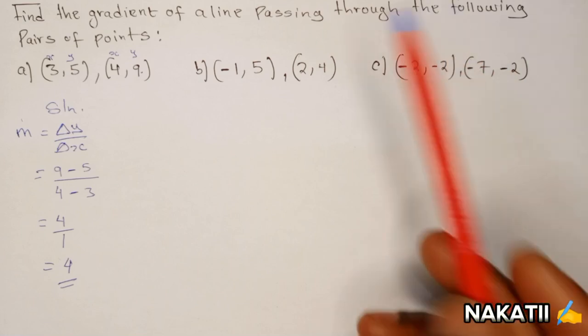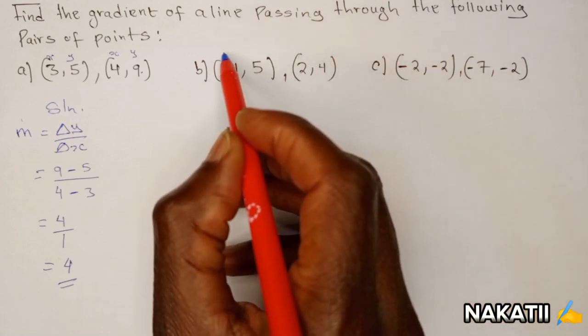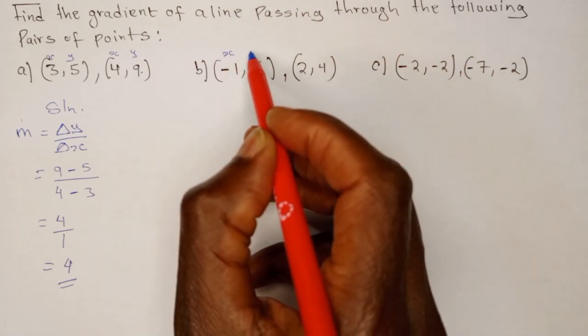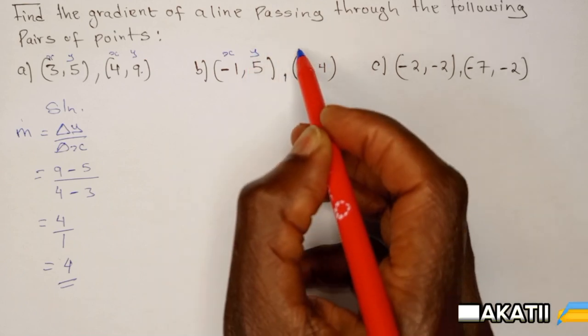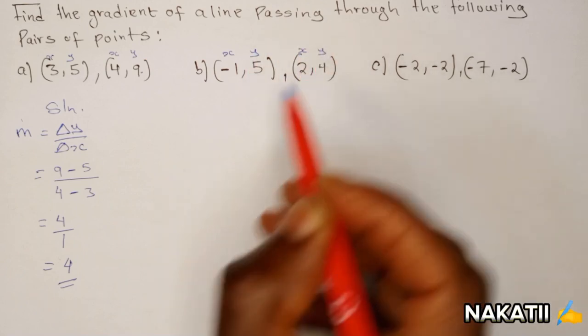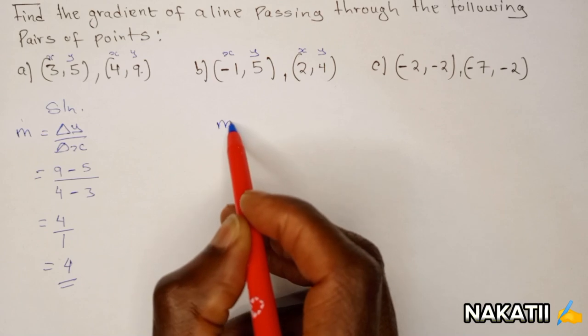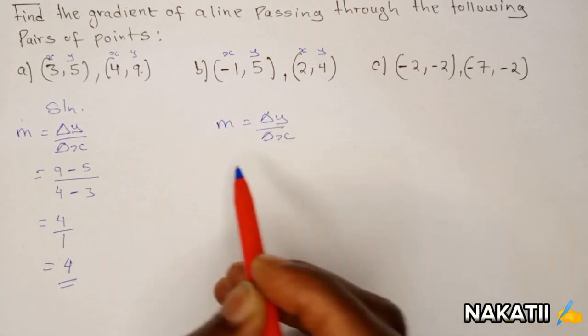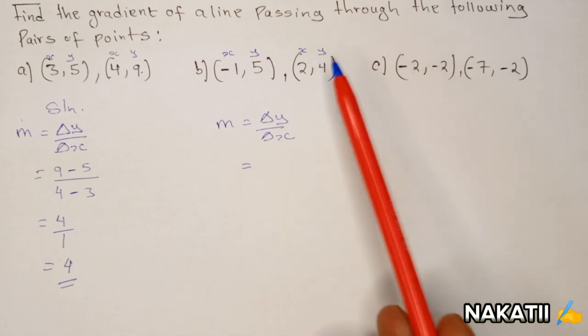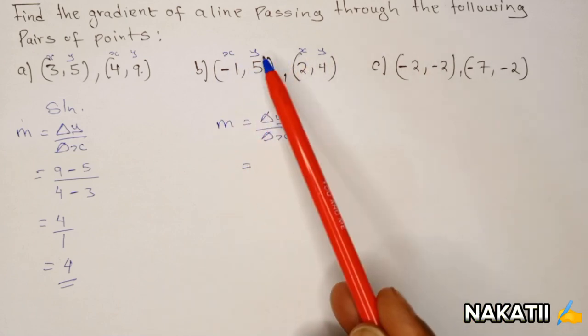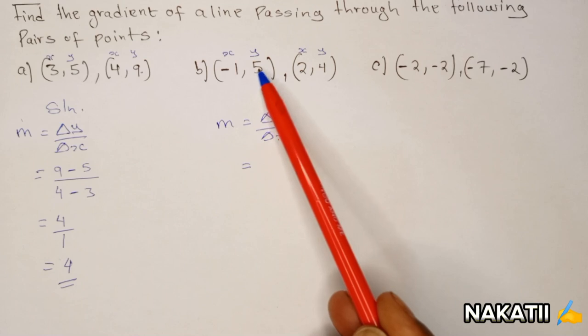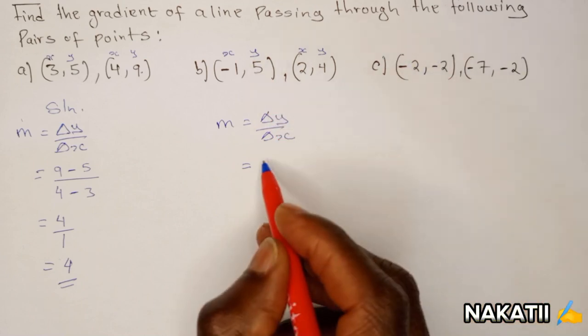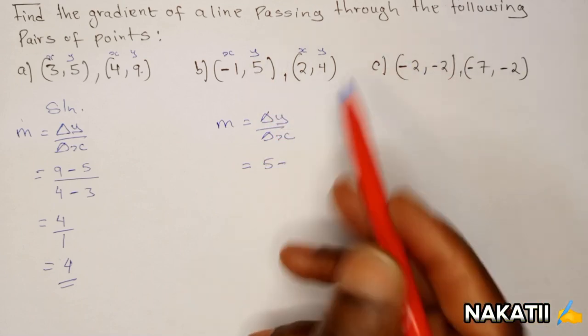Let's go to B. So again, the first value is the x coordinate and this one is the y coordinate. This one is the x and this one is the y. So when you're getting gradient, we say gradient is change in y over change in x. So to find the gradient, let me start with this side. I want to start with y this side. So I'll say it is 5 minus y this side.